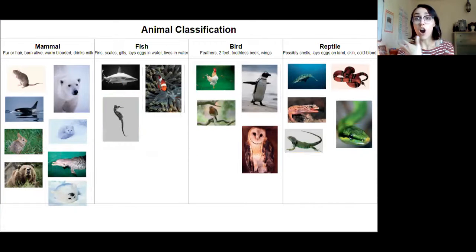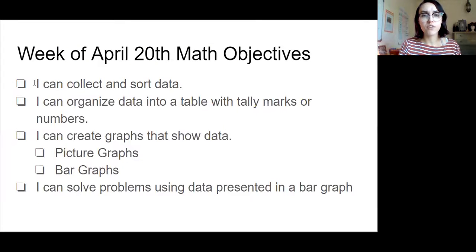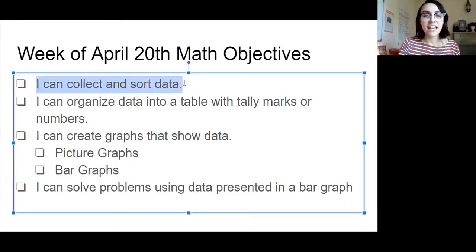So we've taken all of these different animals with different characteristics and we've sorted them into 4 different groups. Here's our mammals, here's our fish, here's our birds, here's our reptiles, okay? So we just completed our first objective. I can collect and sort data. Check. Next, it says, I can organize data into a table with tally marks or numbers.